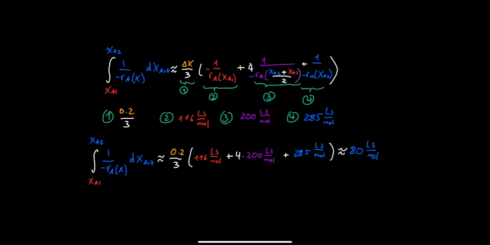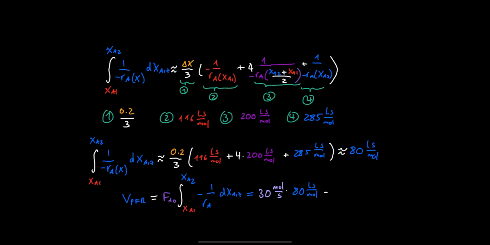So, as we previously discussed, the volume of the PFR is going to be equal to the molar flow rate FA0 times the integral from conversion A1 to conversion A2 of negative 1 divided by RA times d conversion A at position C, which we just have determined is equal to 30 mole per second times 80 liters second per mole, which is equal to 2,400 liters.